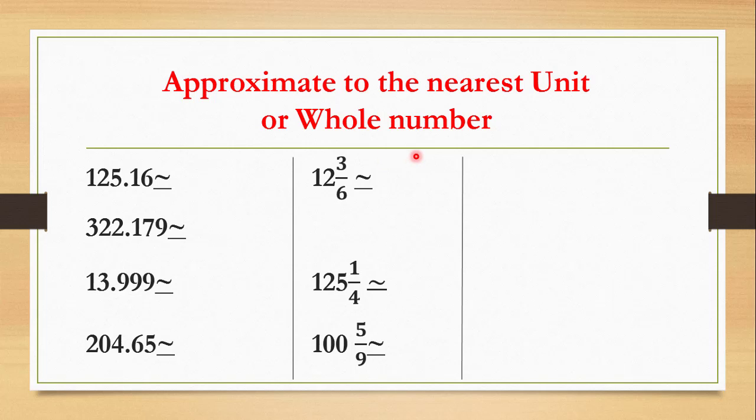So in this case, I want to approximate the digit to the nearest unit or whole number. Let's start with the first one. What is the unit? Of course, 5. Now let's look at the right by the same step. We will follow the same steps as part 1 to approximate to the nearest unit. Underline the unit. Look at the right, we have 1. 1 is a small number, it's smaller than 5, so don't add 1. So I'll write 125.